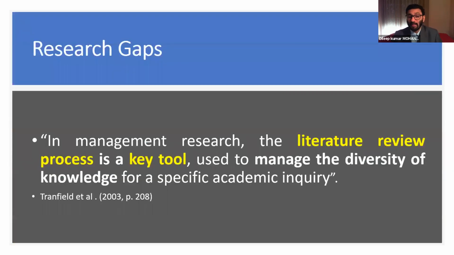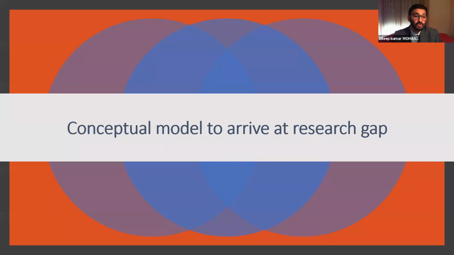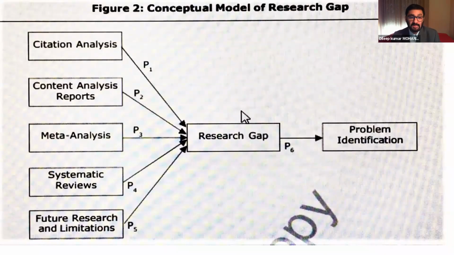So, research gap in management research. The literature review process is a key tool used to manage the diversity of knowledge for a specific academic inquiry, right? Here, I'm going to give you a conceptual model of how you can arrive at a research gap, which includes citation analysis, content analysis, meta-analysis, systematic reviews, and future research and limitations. These are the ways with which you can come up with a research gap.